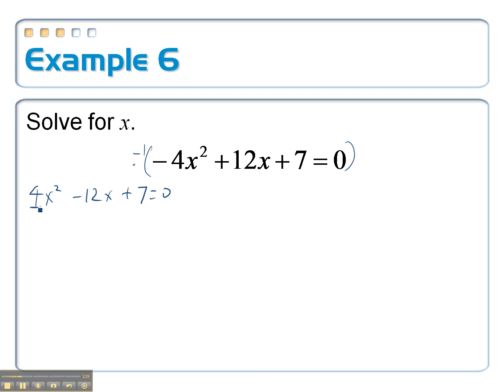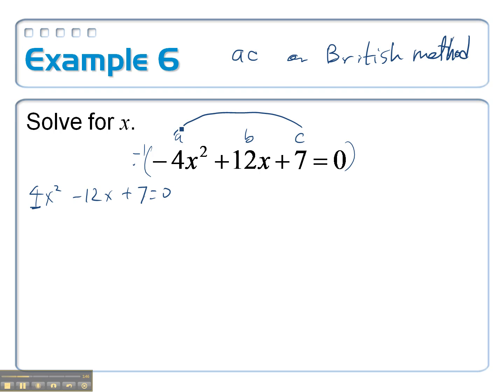Okay, so if my leading coefficient is not a 1, I don't just look at this last number, this c value down here. I have to multiply it, this 7 times the 4. This is sometimes called the AC, or the British method. It's called the AC method because remember, this is A, this is B, and this is C. You're multiplying the A times the C before you can get the product. So this 4 times 7 is a product of 28.